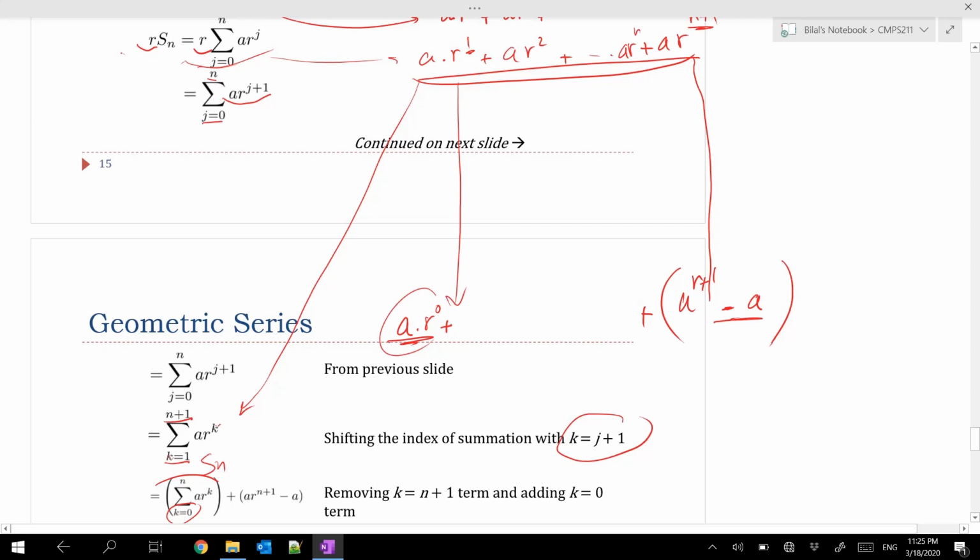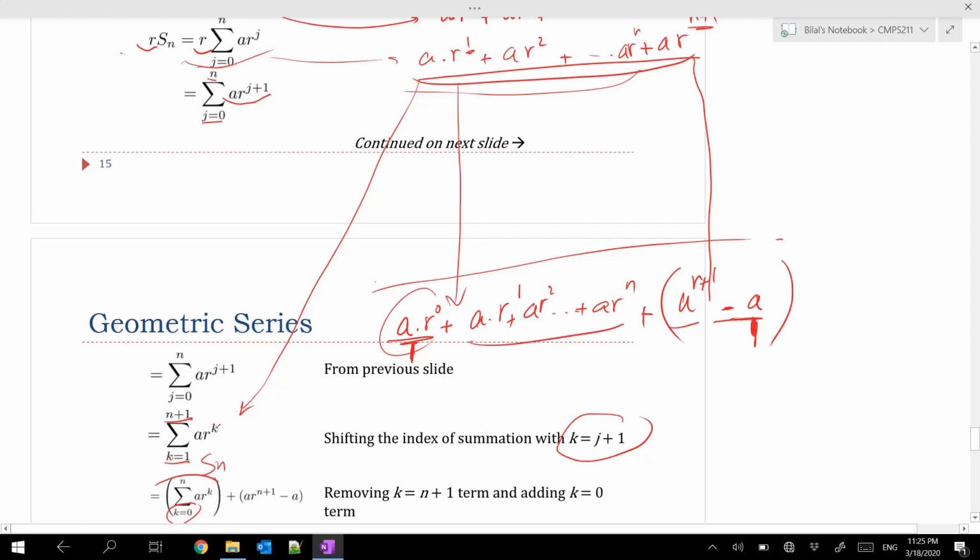I have the right to add this one because I subtracted from that side. So the final value is really equal. Those two summations are 100% equal. So I would add a times r to the power 1, a times r to the power 2, up to a times r to the power n. So I'm preserving all the terms that I had earlier.